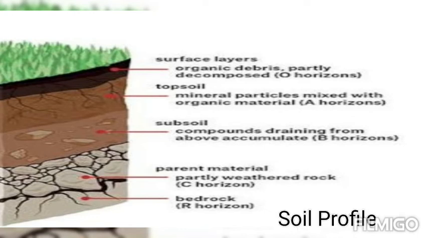Now, there are four layers of the soil, or the four horizons of the soil, which together comprise the soil profile. The first layer is topsoil or A horizon. Topsoil is the most fertile, topmost layer of the soil. It is rich in humus, that means organic matter.